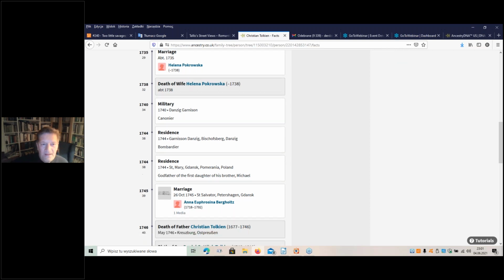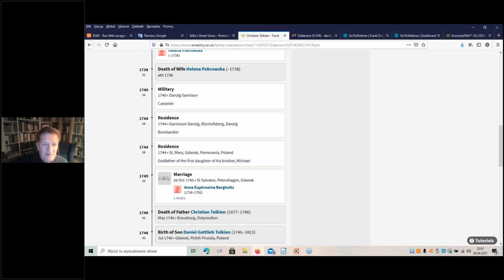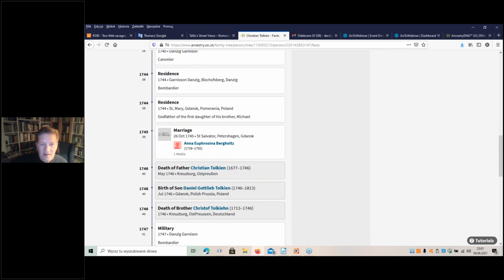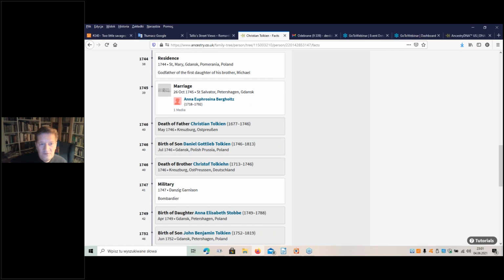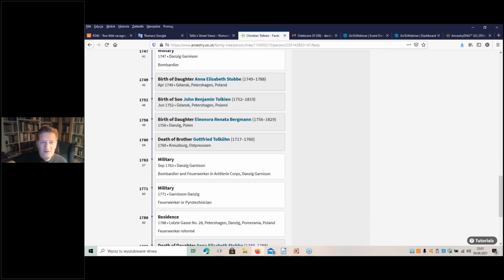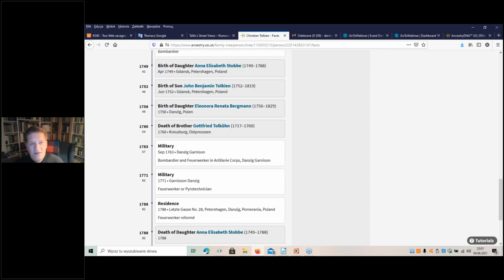And he got married for the second time as a widower when he was 39 with Anna Eufrosina Bergholz, and they had four children, among them John Benjamin Tolkien. When their sons migrated to England, the family was very poor, but they were probably members of a Christian structure inside of Lutheranism, which was very similar to the position of Methodists.